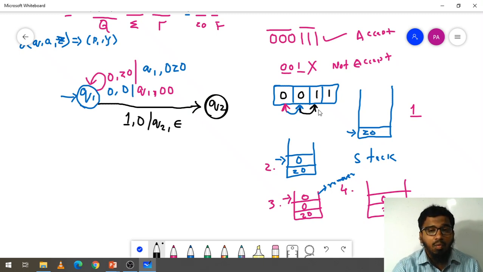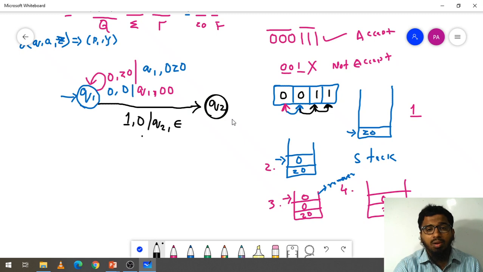Once again I am telling, where is my pointer here? My pointer is here on the 1. So, Q1 on 1, and what is at the top of the stack is 0. Whenever we have this, it is going to Q2 on epsilon. When we are popping, that is epsilon. Okay. So, clear. Next, the pointer is moving to the next one.